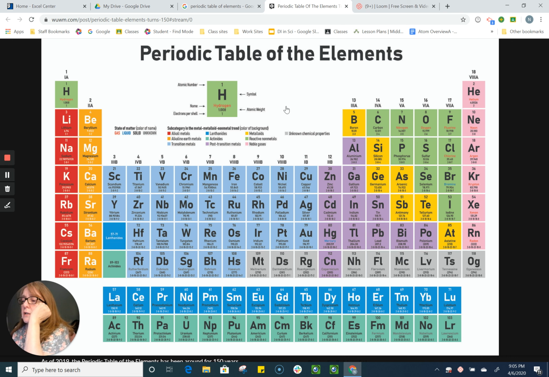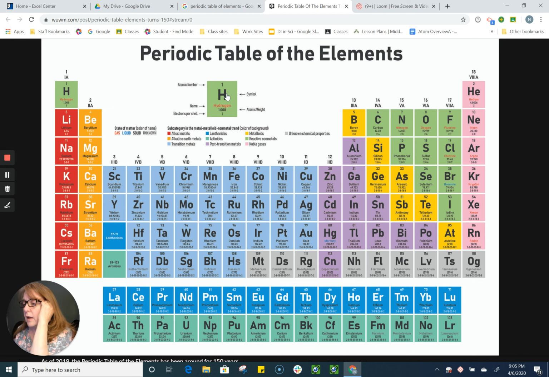We're going to eventually get to the point where I want you to be able to look at one of these boxes, and from the numbers, figure out some information about individual atoms. And then hopefully you'll understand why these atoms may pair up with another atom and form a molecule or a compound.